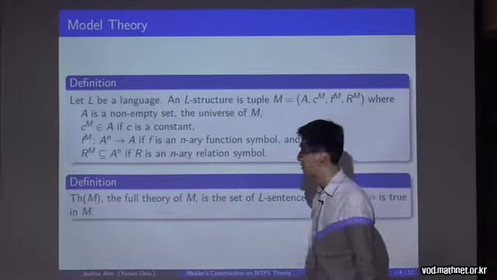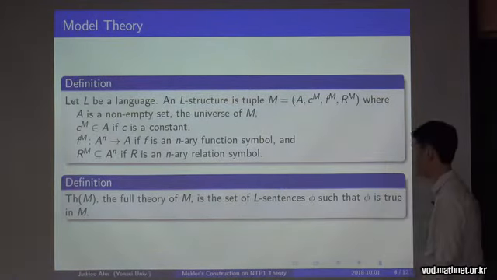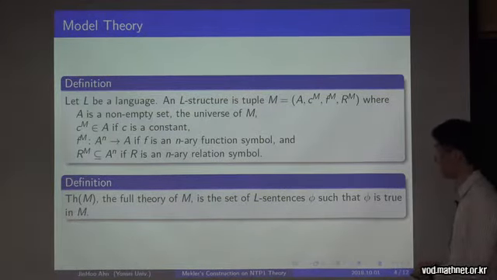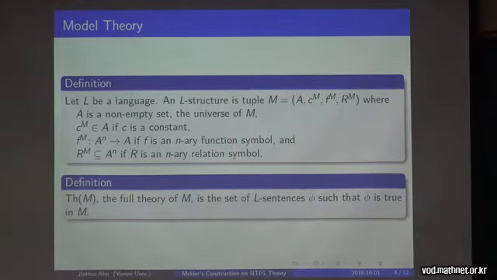So here we have this definition. Th(M), the full theory of M, is the set of all sentences phi such that phi is true in M. So you collect all the true sentences in some structure, and that is Th(M). For a simple structure like this, we can easily see what Th(M) looks like, but for other, not so simple ones, Th(M) is very hard to see.